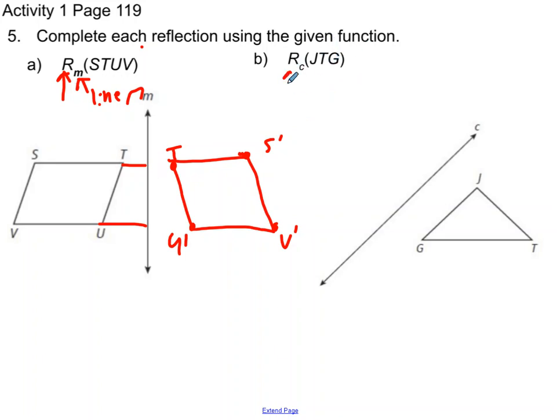So this is going to be a reflection over the line C of points J, T, and G. So J would go to about right there. T is along the same one, so they go about right there. And G would be about right there. Connect my dots. Be sure to label them J prime, T prime, and G prime.